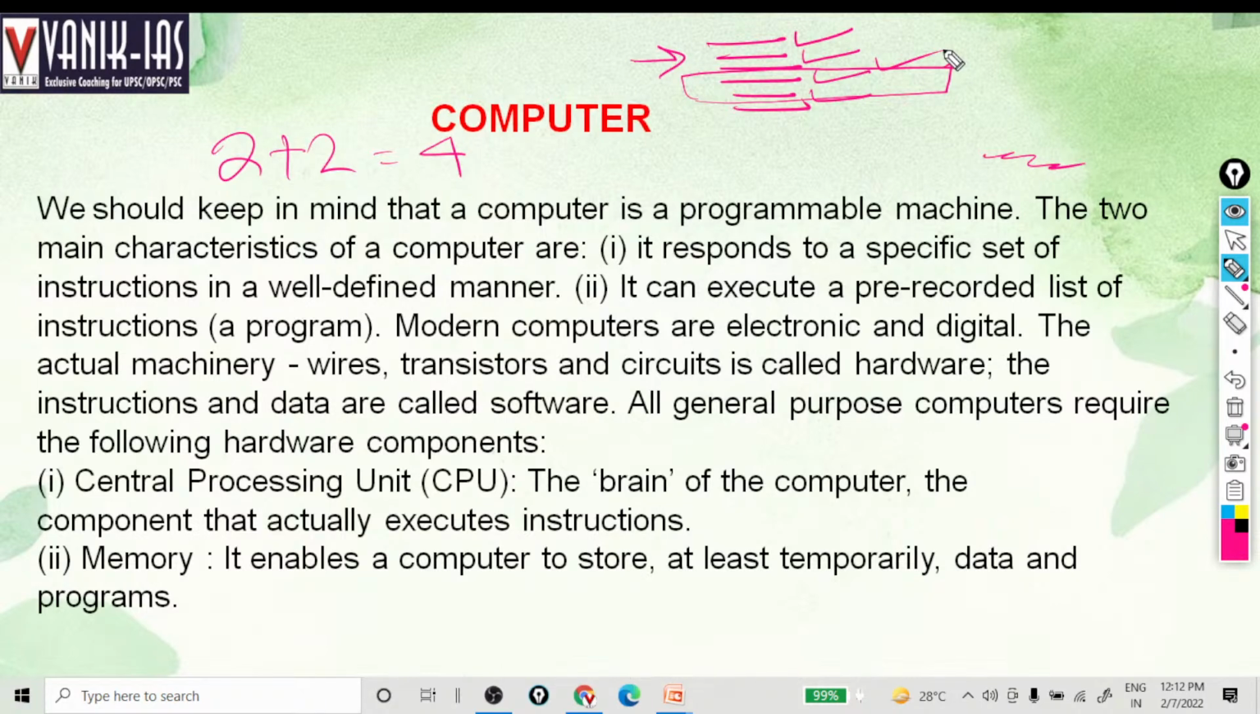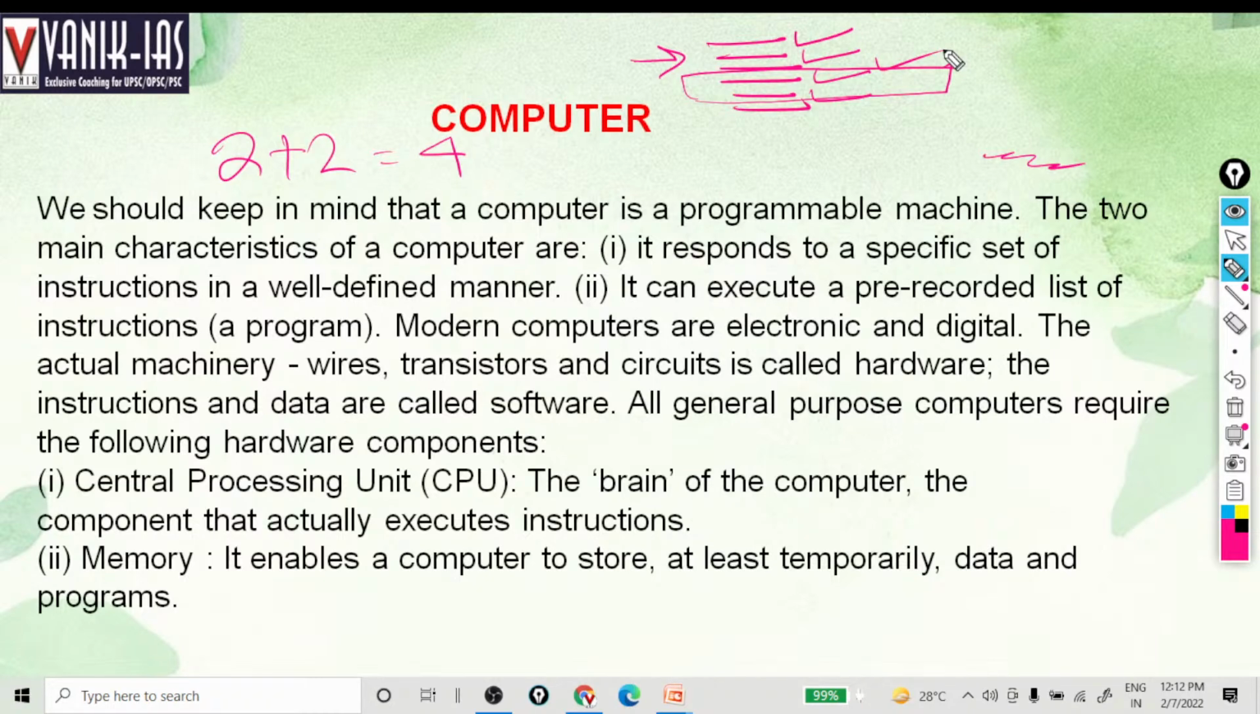The two main characteristics of computer, right? It responds to a specific set of instructions in a well-defined manner. It will take the information also in a well-defined manner. For example, as I have said, first it will ask what your queries are. Then out of many options you choose that food is delayed. So it's taking the instruction in a defined manner, right? It's not taking arbitrarily. Next, it can execute a pre-recorded list of instructions that we call a program.